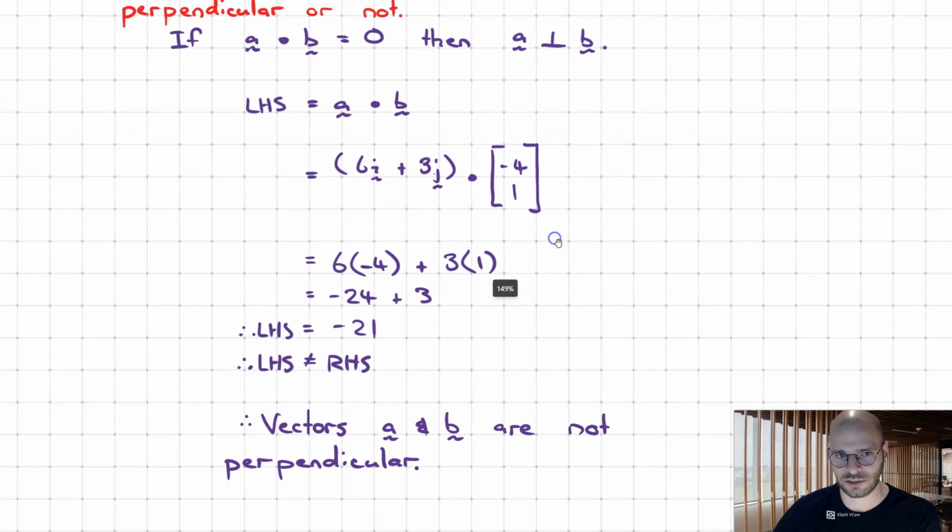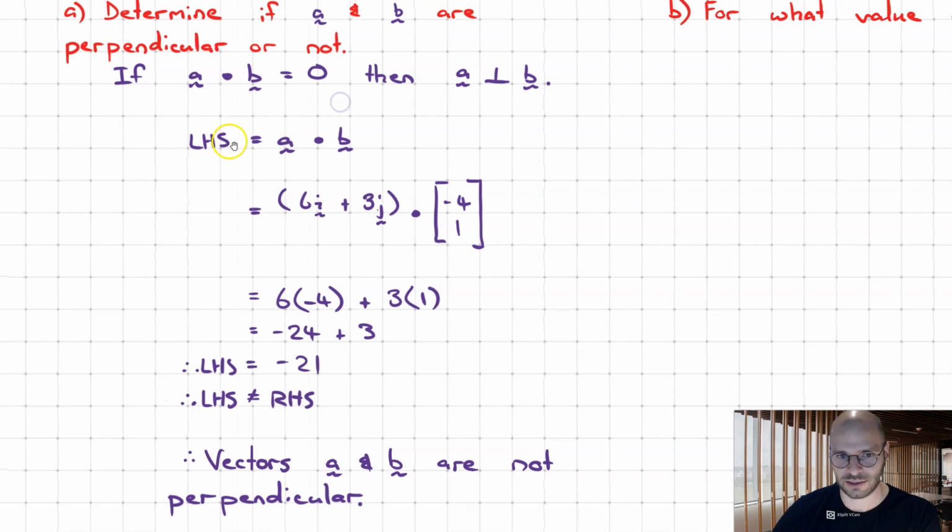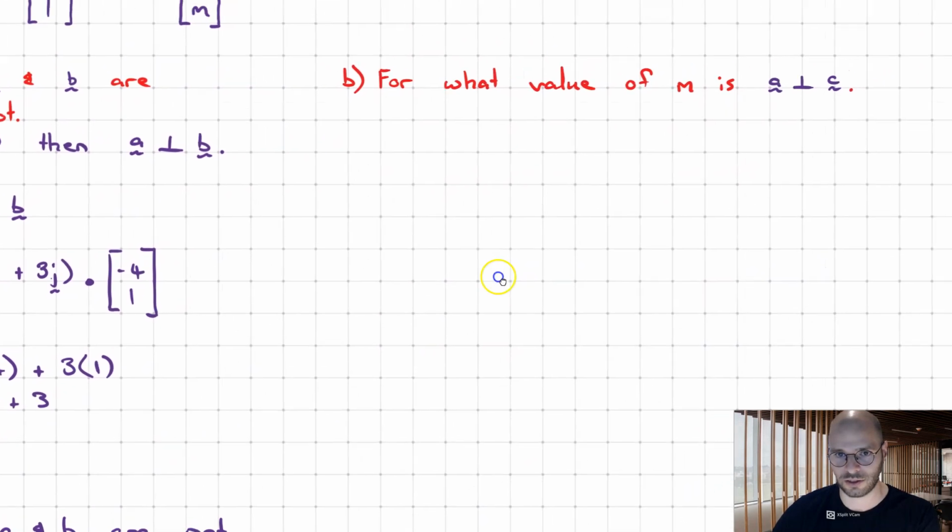So to summarize, we wanted to determine whether vectors A and B are perpendicular or not. The way in which we check for this is we say, well, if they're perpendicular, then A dot B will give us 0. So the dot product of the two vectors will give us 0. We therefore check to see whether this expression on the left does evaluate to 0, in which case it doesn't, so therefore we conclude that the vectors are not perpendicular. Alright, let's have a look at a different scenario.